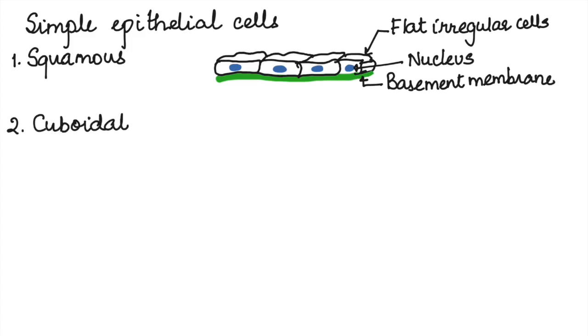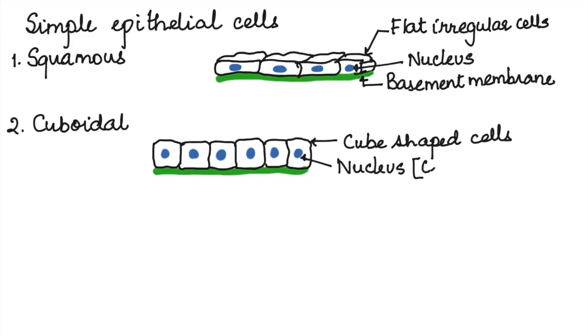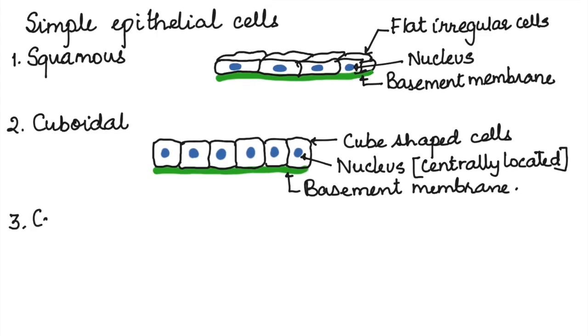Now let's draw the cuboidal epithelial cells. Here again we begin by drawing the thick line that represents the basement membrane, and on that we draw the cells. The cells here are cube shaped, and when we draw the nucleus, we need to make sure that it is in the center of the cell. These cuboidal epithelial cells are normally secretory in function, so they are found in glands, for example the salivary gland.